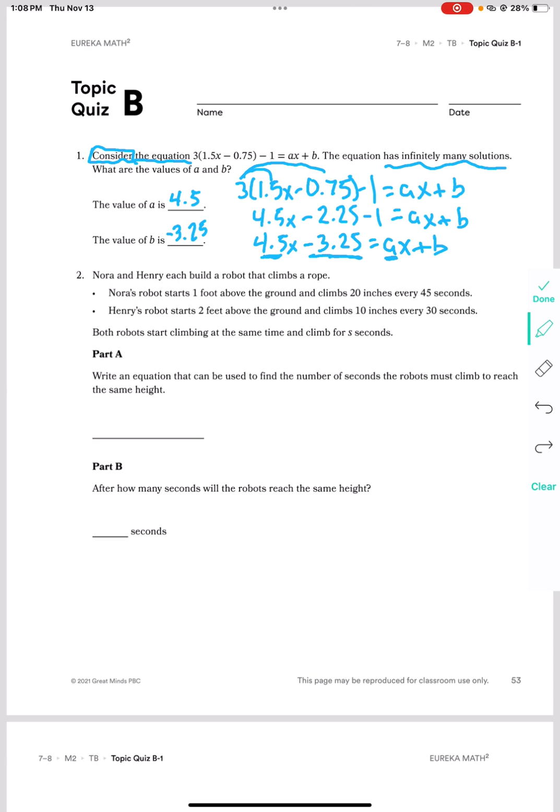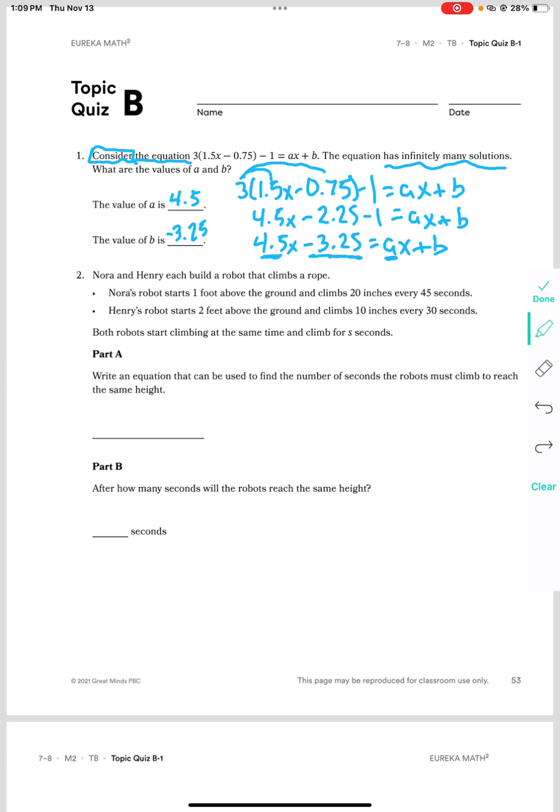Number 2 says Nora and Henry each build a robot that climbs a rope. Nora's robot starts 1 foot above the ground and climbs 20 inches every 45 seconds. Henry's robot starts 2 feet above the ground and climbs 10 inches every 30 seconds. Both robots start climbing at the same time and climb for s seconds. Part A says write an equation that can be used to find the number of seconds that the robot must climb to reach the same height.